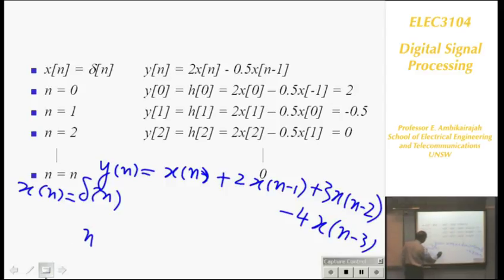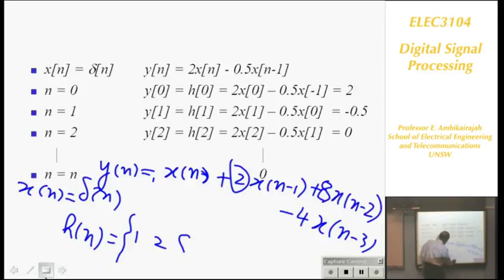You will find hn will have first value would be the coefficient of that, which is 1. Then the second value is that, 2. Third value is going to be that, 3. And the fourth value is minus 4. What is the fifth value going to be? 0, 0, 0, and 0. And this is at n equals 0, at n equals 1, and so on.